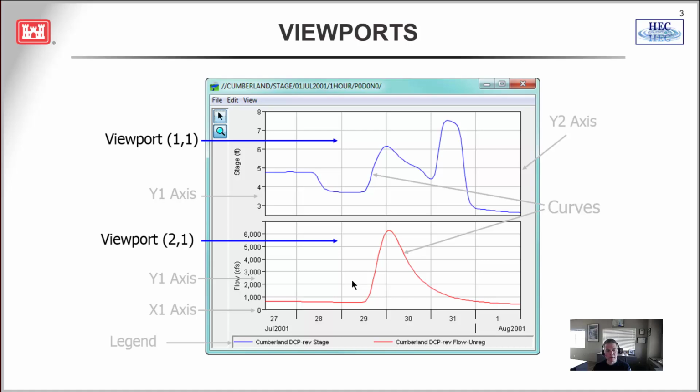You can have a different number of viewports. You'll notice that in this example, we have two different data sets, flow and elevation. Since there are different parameters or different types of data, that's why these two are on two different viewports. If you wanted to combine these two data sets in one viewport, you could, and we'll talk more about that later on.